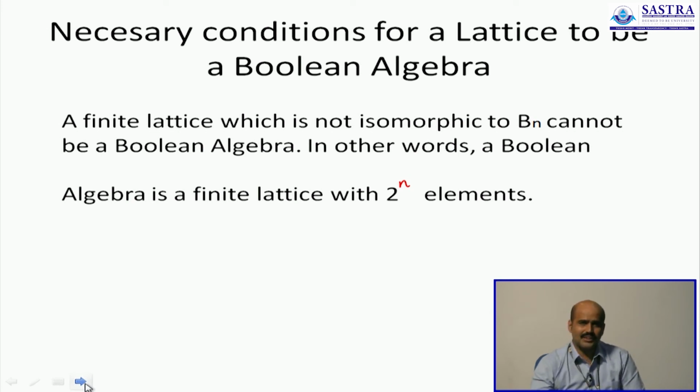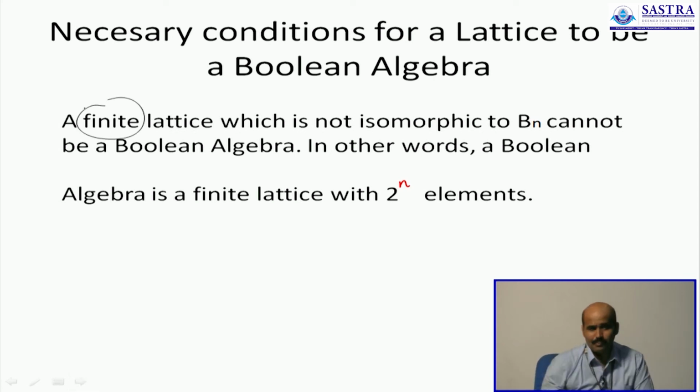Now, next up we'll have a pair of easy results to find out whether a given lattice actually forms a Boolean algebra. We'll use a couple of necessary conditions to help us identify this. First, your lattice should be finite. A finite lattice which cannot be isomorphic to Bn, the set of all binary strings of length n, cannot be a Boolean algebra. A binary string is easy.